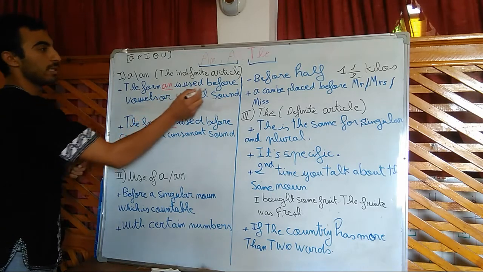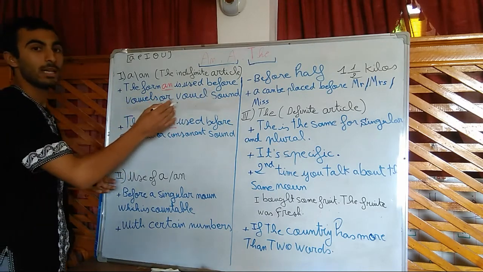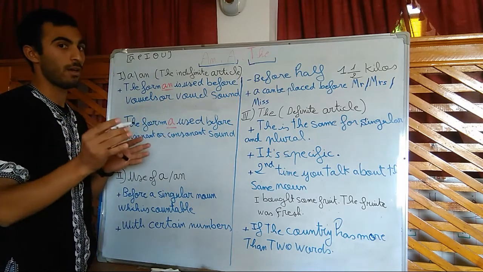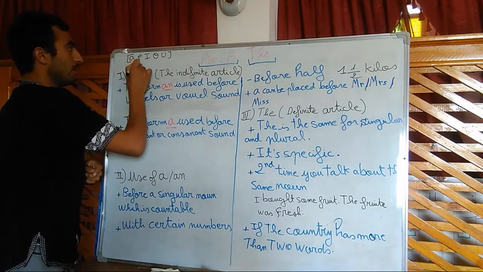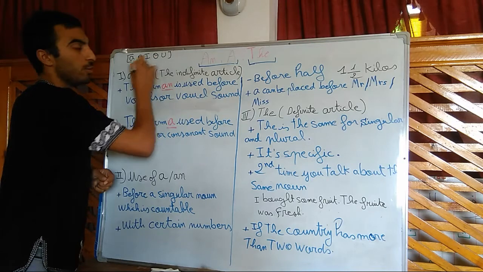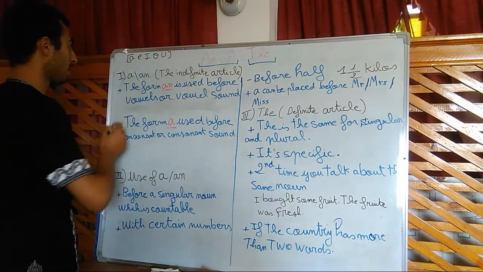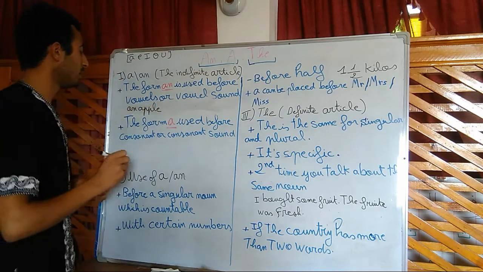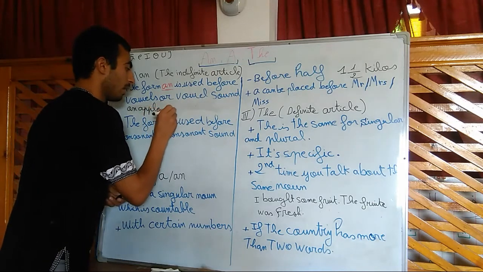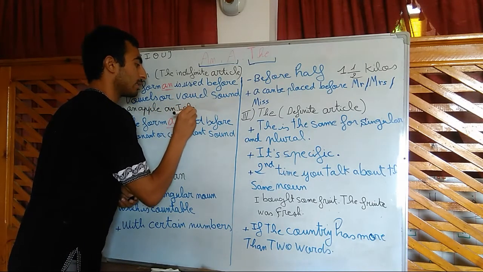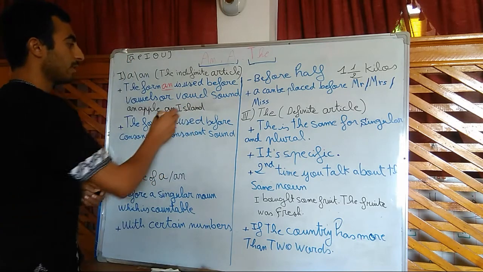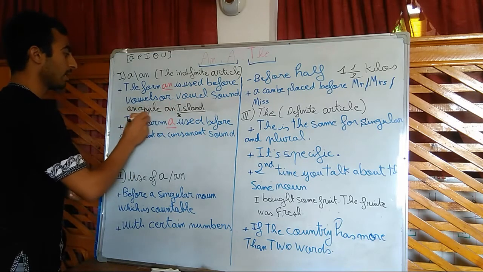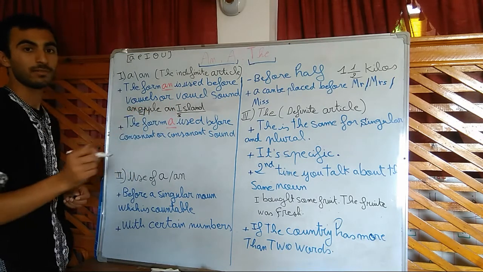The form an is used before vowels. In other words, the form an is used before words that start or begin with vowels. And the vowels in English are five, which are A, E, I, O, and U. For example, an apple, and another, an island. As you can see, this word starts with a vowel, which is the letter I. And the same thing in the word apple. The first letter is A, which is a vowel.